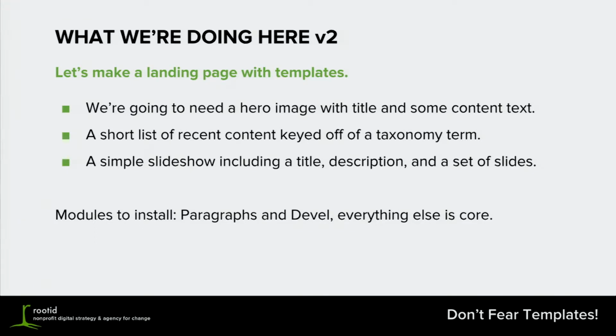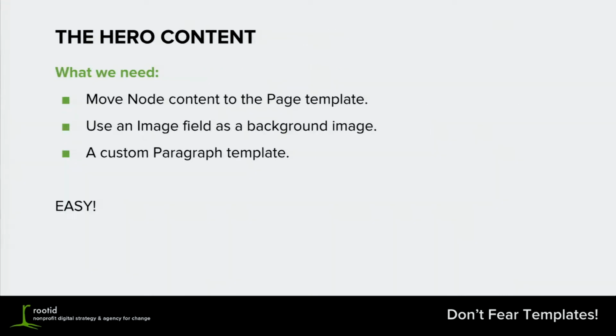So what we're doing here, part 2: we're going to walk through making a simple landing page with templates. We're going to have a hero image with a title and some content, a short list of related content which is keyed off of a taxonomy term on that landing page, and a simple slideshow, which includes a title and a description and a set of slides, which will have an image and a title. The only modules that are going to be used are paragraphs and Devel. Paragraphs isn't strictly necessary, but it's awesome for grouping the fields, and it's a nice user interface for content editors.